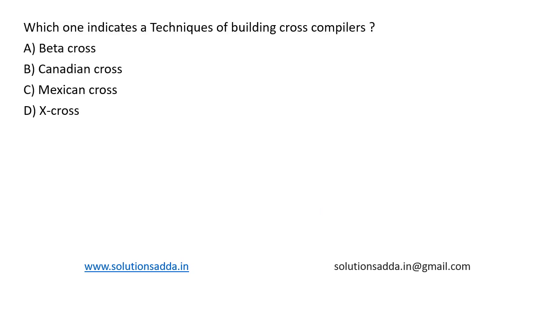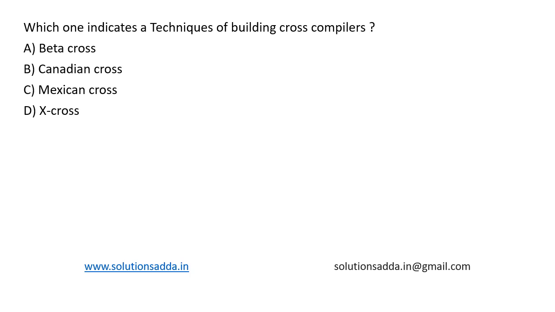This is a previous ISRO question. Which one indicates a technique for building cross compilers? Beta cross, Canadian cross, Mexican cross, or X cross? So first of all, what is a cross compiler? A cross compiler is capable of creating executable code for one platform other than the one on which it is executing. Example, a compiler runs on a PC but generates code that runs on an Android smartphone. This is a cross compiler example.